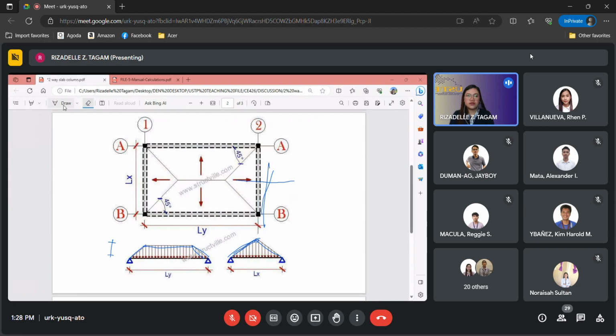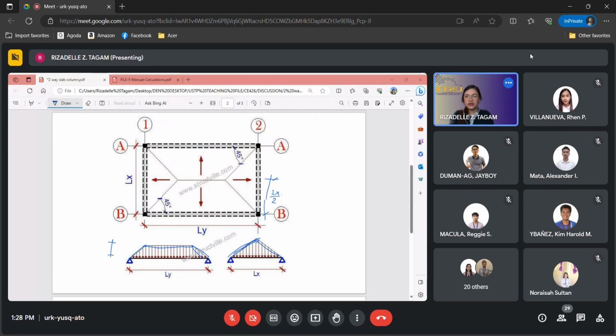ato ning tanawon. This is LX over 2, LX, or depende na kung sa'yo mo gawa sa inyong floor plan. LX over 2. Okay?